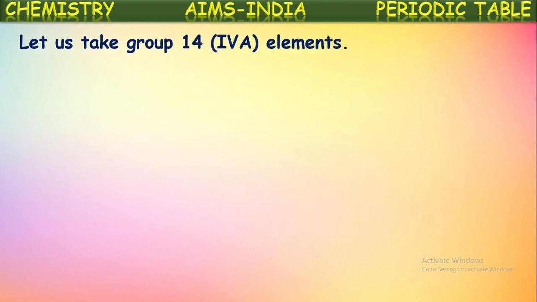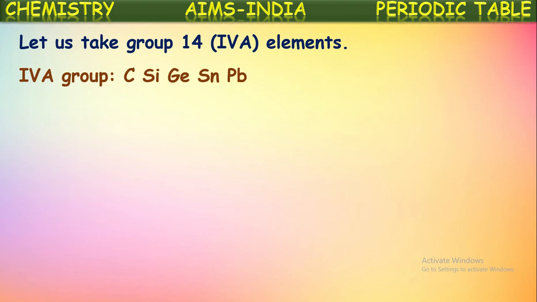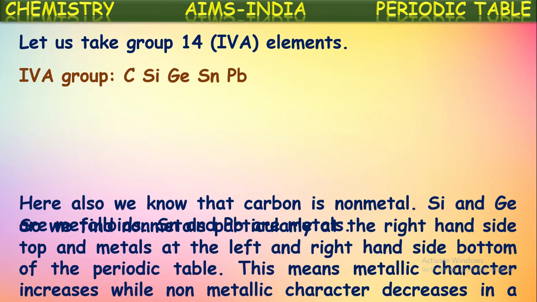Next, let us consider one more group, that is the 14th group or 4th A group, carbon family you can say, that contains elements like carbon, silicon, germanium, tin and lead. Now we are going to see in a group how it is. Carbon, silicon, germanium, tin and lead. These are 4th group elements or carbon family you can say.